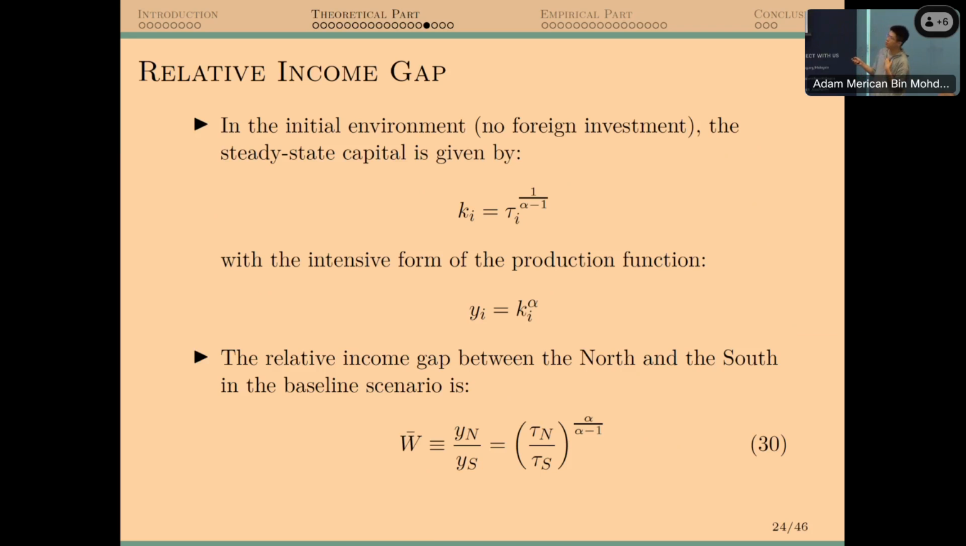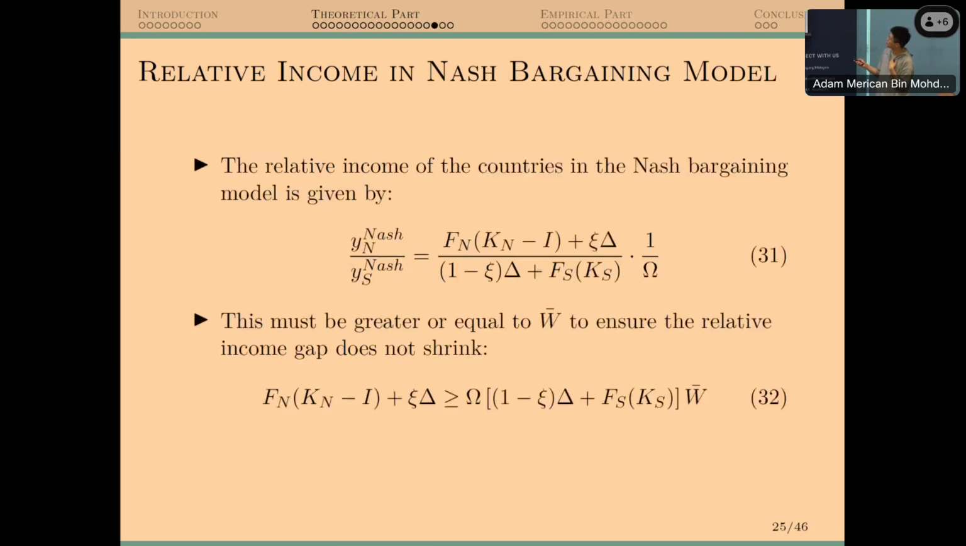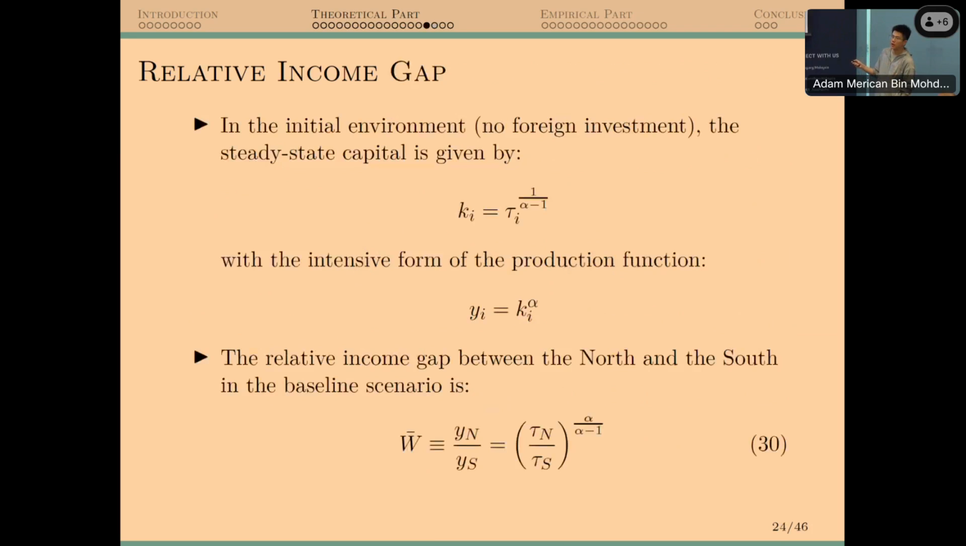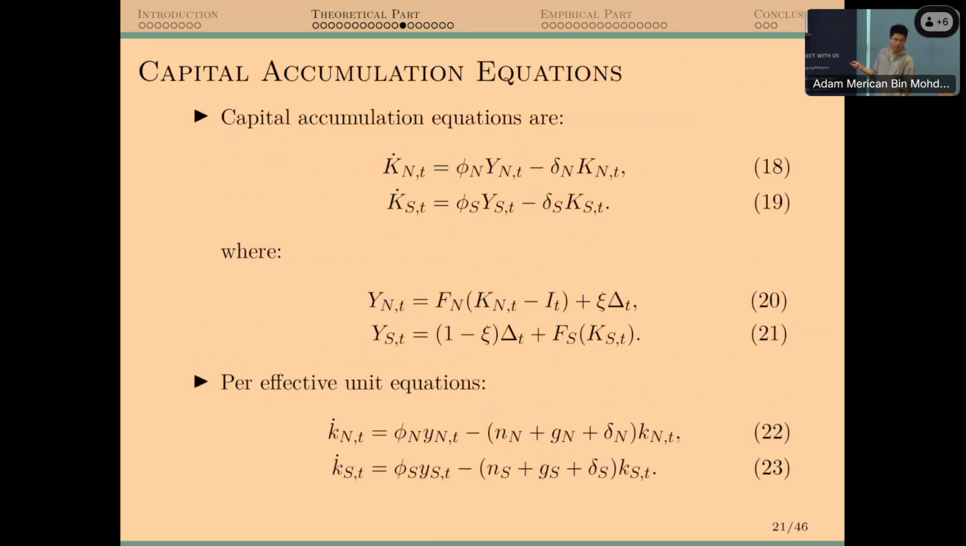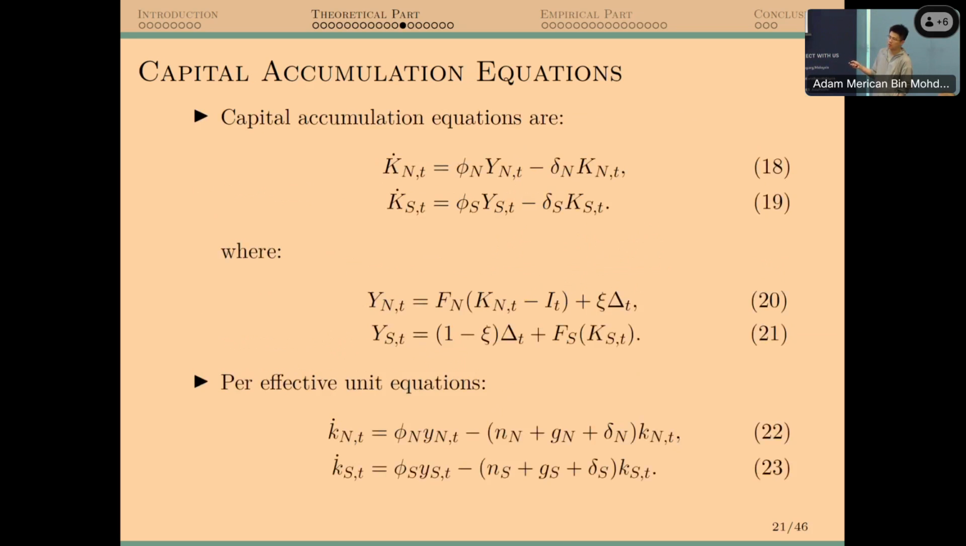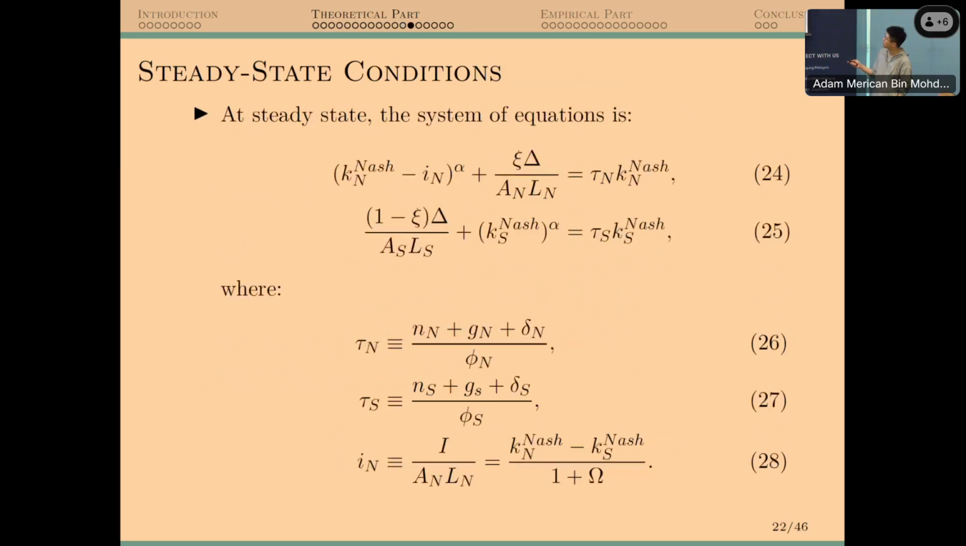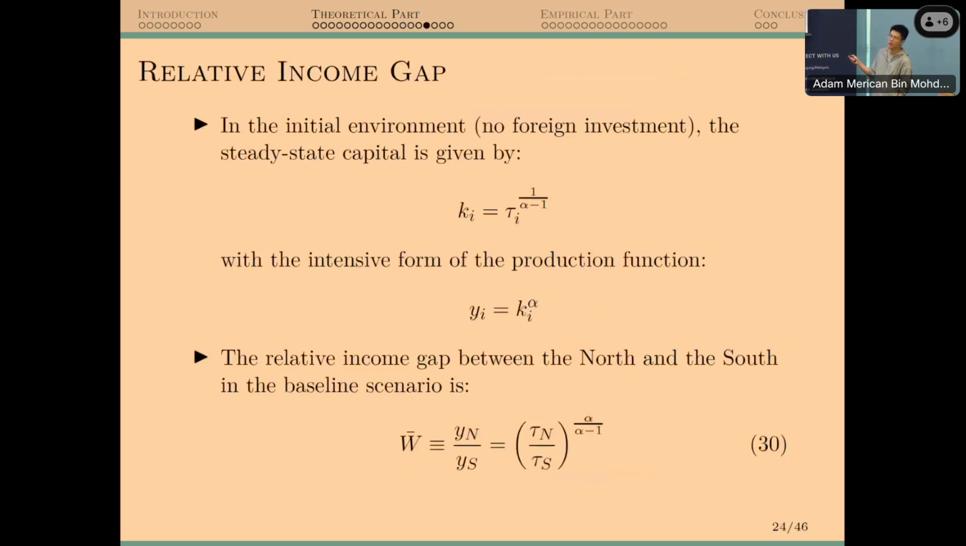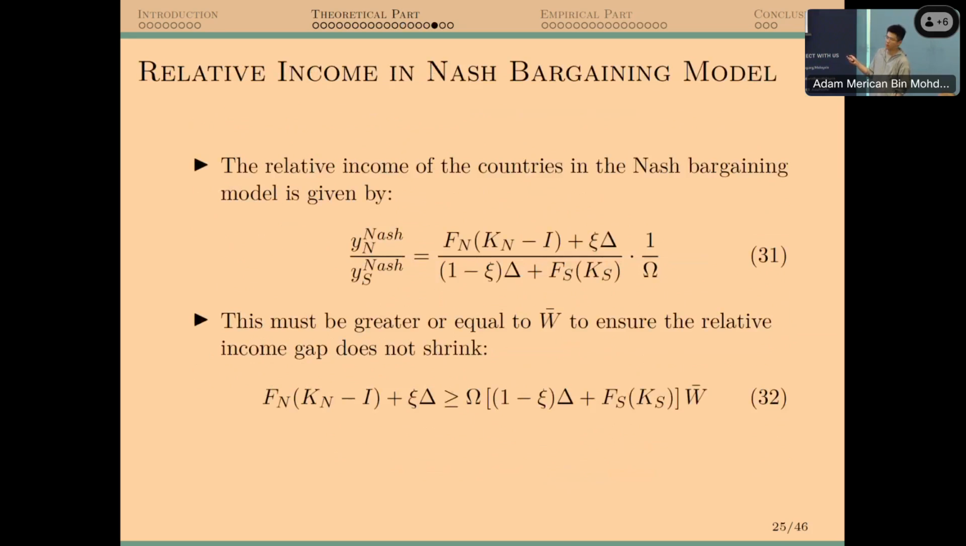And for our Nash equilibrium, if you recall, in the previous slides we have the aggregated production of two countries. And we have omega equals AN multiplied by LN divided by AS multiplied by LS. If we write it as a small letter, meaning production per effective labor, it can be written as this, multiplied by omega over one over omega, because we need to divide the capital Y by A, T, L, T. So this is the equation we get from the previous equations.